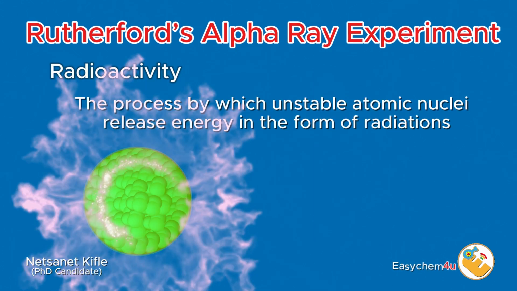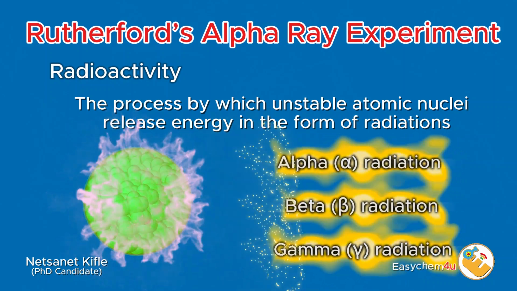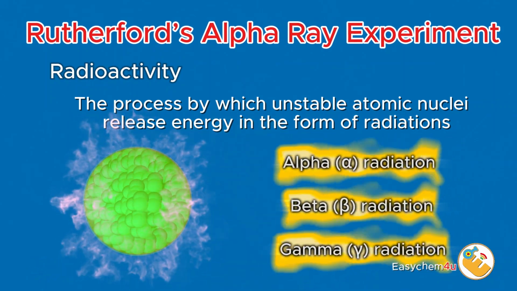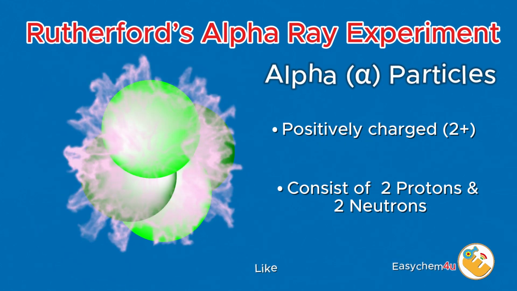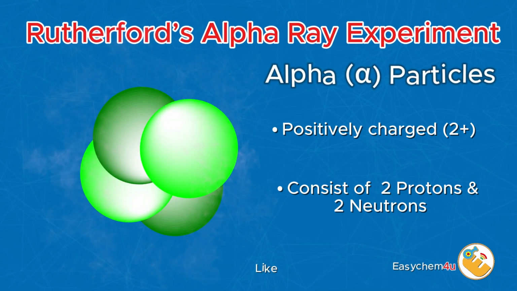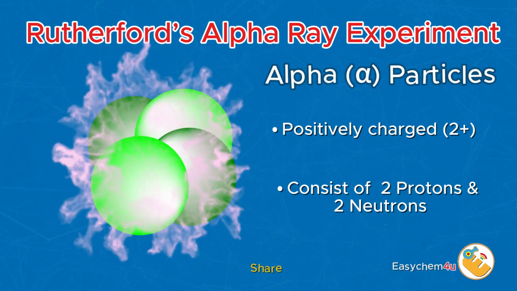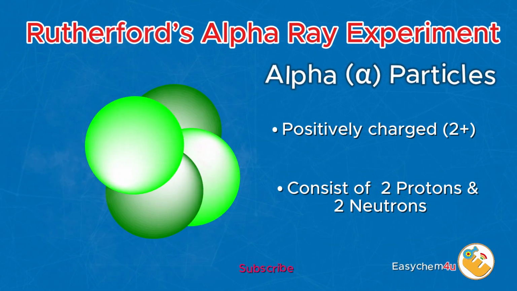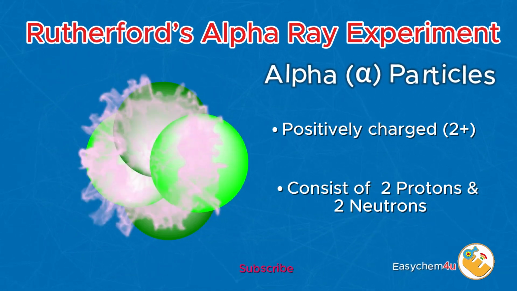Radioactivity is the process by which unstable atomic nuclei release energy in the form of radiation. Alpha particles, which are positively charged and consist of two protons and two neutrons, are emitted during nuclear decay of elements like uranium and radium. These high-energy particles became Rutherford's probe to investigate the structure of the atom.